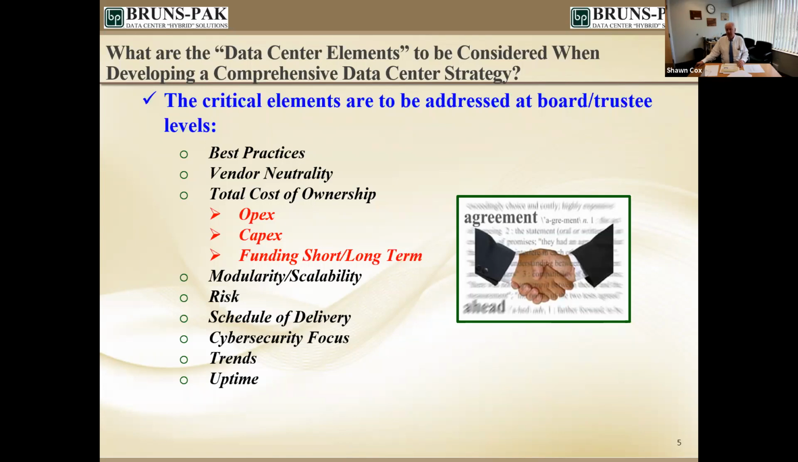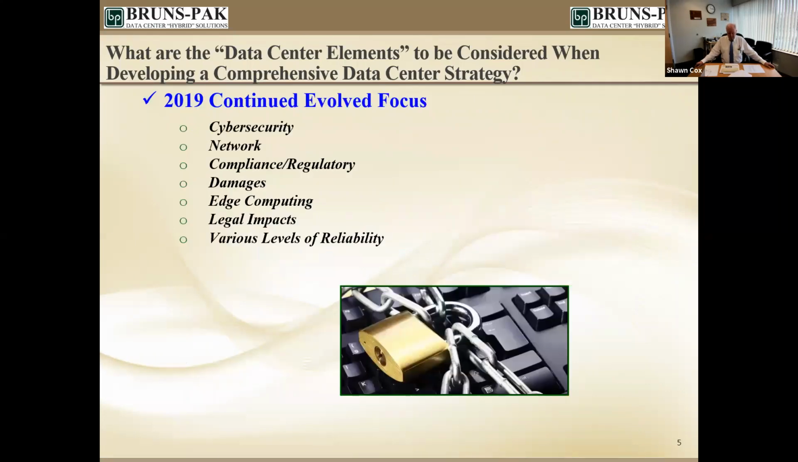The cybersecurity focus is dominating many of the conversations that we have with board people. What does it look like? They want to understand the trends and they want to understand uptime. What does it mean to my uptime? The 2019 focus continues to evolve: cybersecurity, network, compliance, regulatory issues, damages, edge. By the way, damages are coming more and more into play.